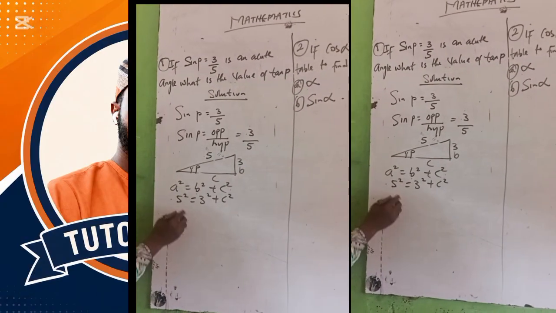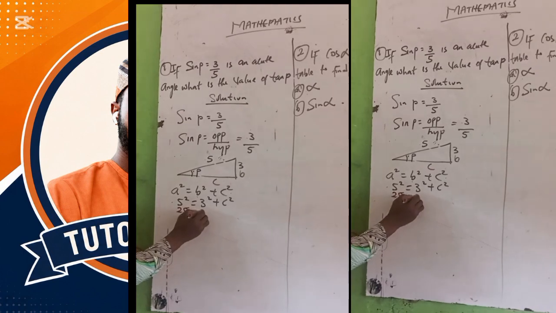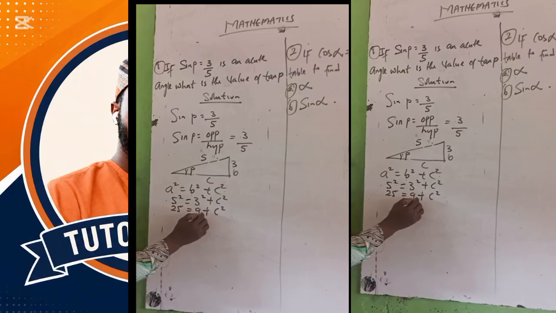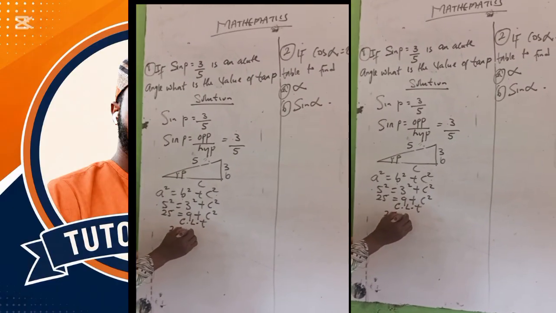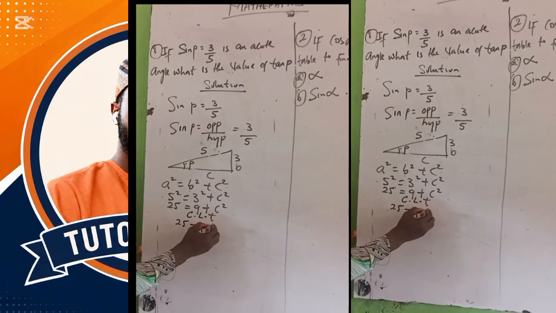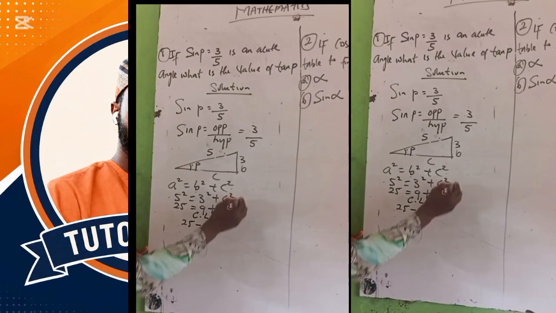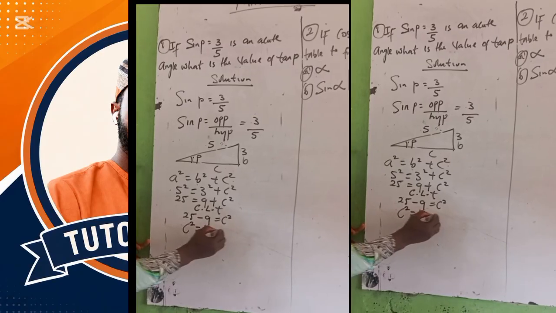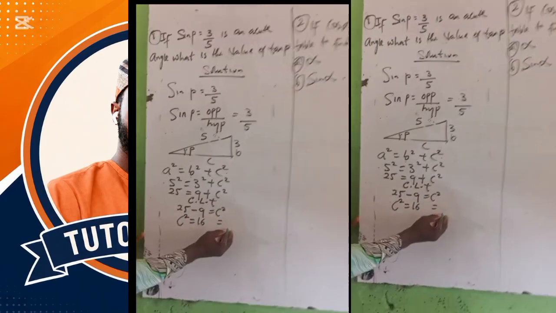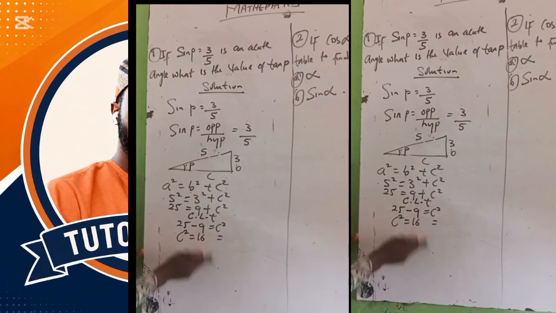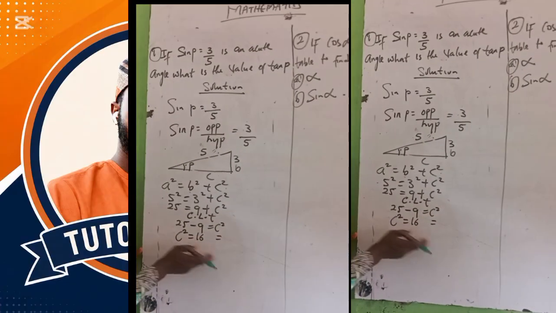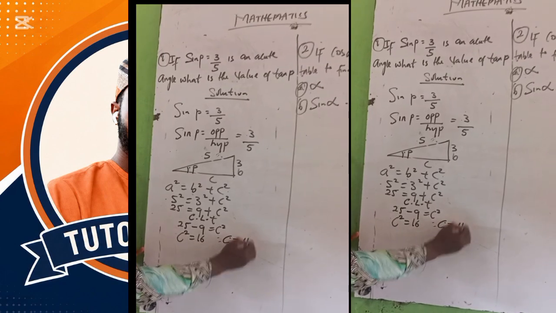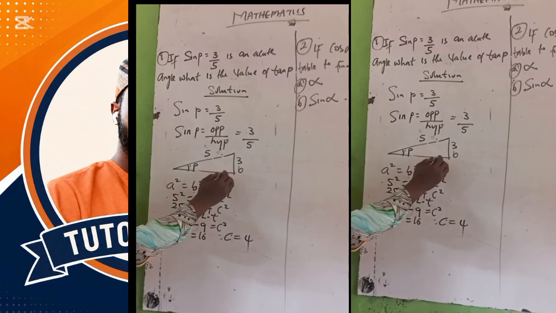So we're looking for this side. We have 25 equals 9 plus c square. So 25 minus 9 gives us c square, which is equal to 16. Taking the square root of both sides, the square root of 16 is 4. So c is equal to 4. Exactly, so this value is 4.